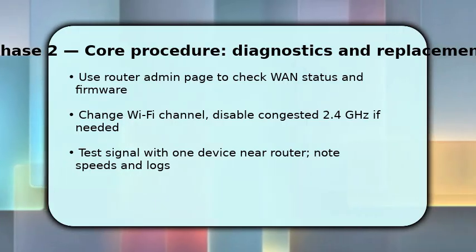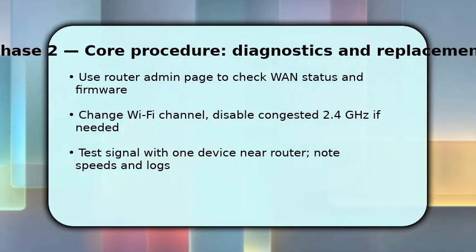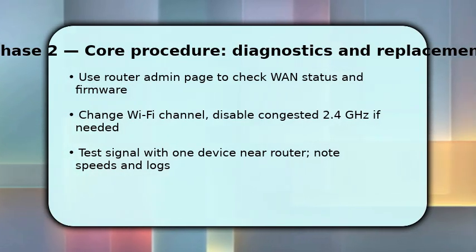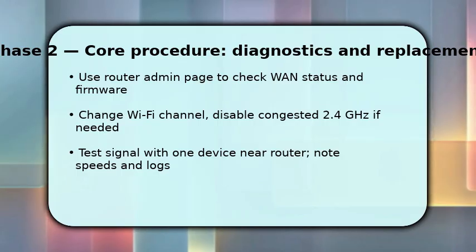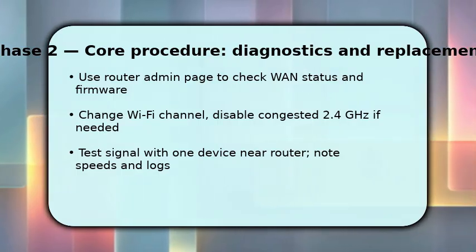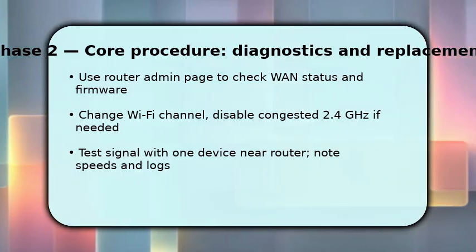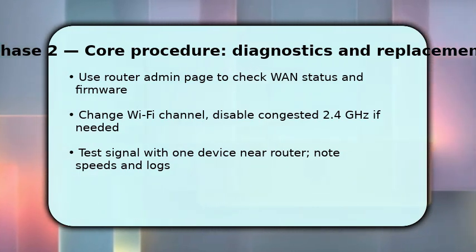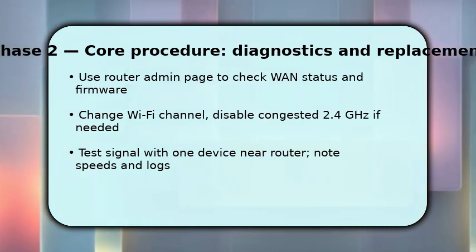Then address interference. Switch channels, prefer 5 GHz for short-range high bandwidth, or use automatic channel selection. Test signal strength with one device positioned near the router and run a speed test. Review system logs for repeated errors. These steps pinpoint configuration versus environmental causes so you can apply targeted fixes.